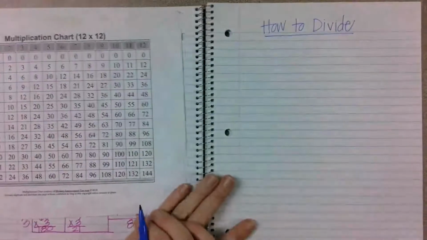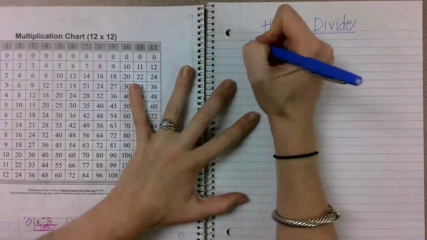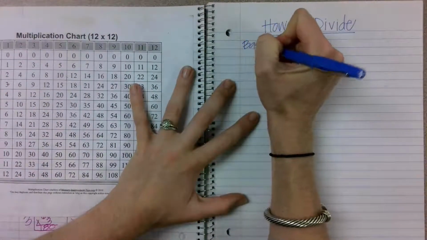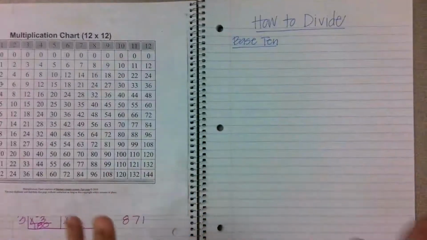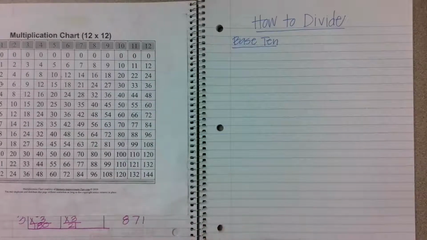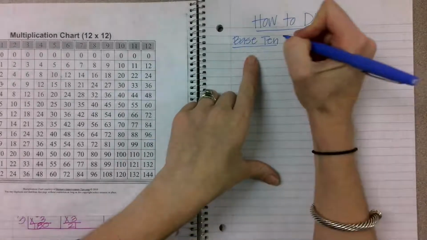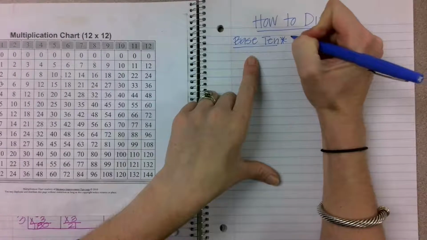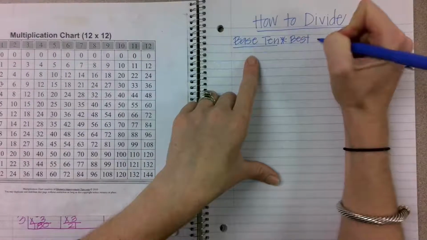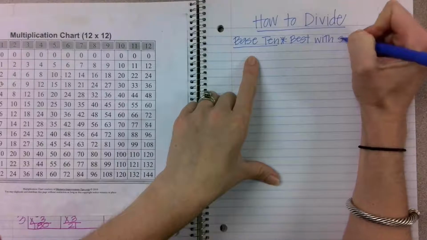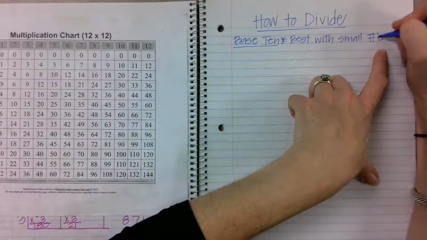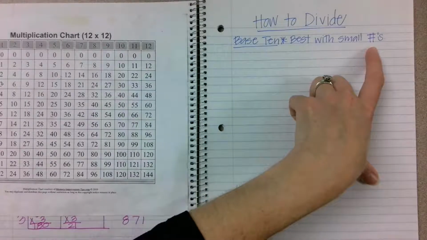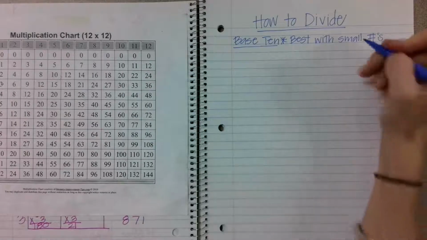Okay, so the first method I'm going to teach you is the base 10 method. Now, a lot of my students love the base 10 method, but when you get large numbers, it is very easy to make a mistake. So I'm going to star this and say best with small numbers. And we know that little hashtag looking sign stands for numbers.